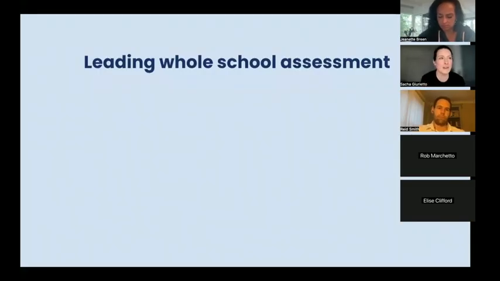So when we talk about leading whole school assessment, somebody needs to have a big picture view in your school. Schools are all different. This might just be a leadership team, or it might be an instructional leader. But often this doesn't happen enough. There are often not a lot of opportunities for everyone to be looking at whole school assessment.